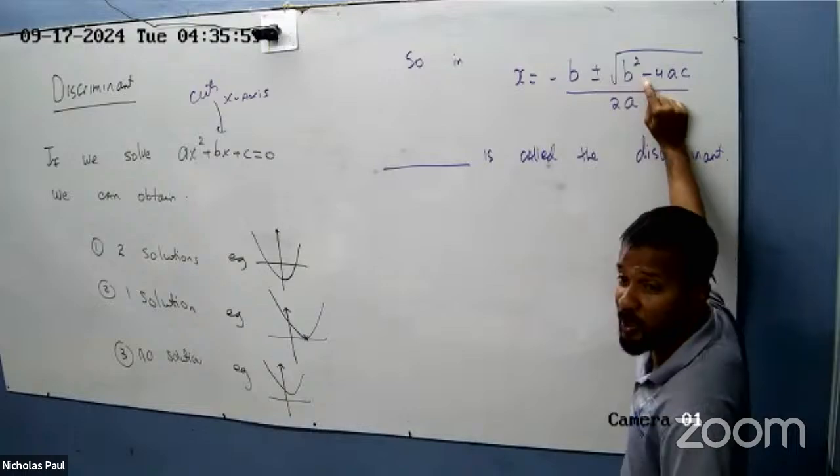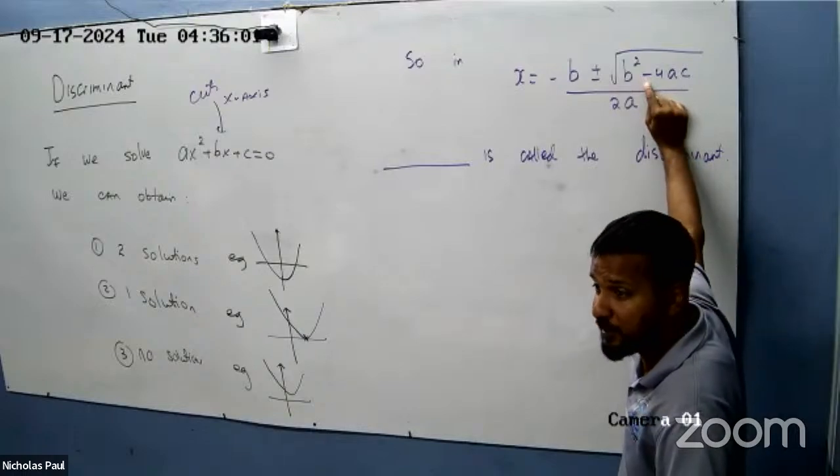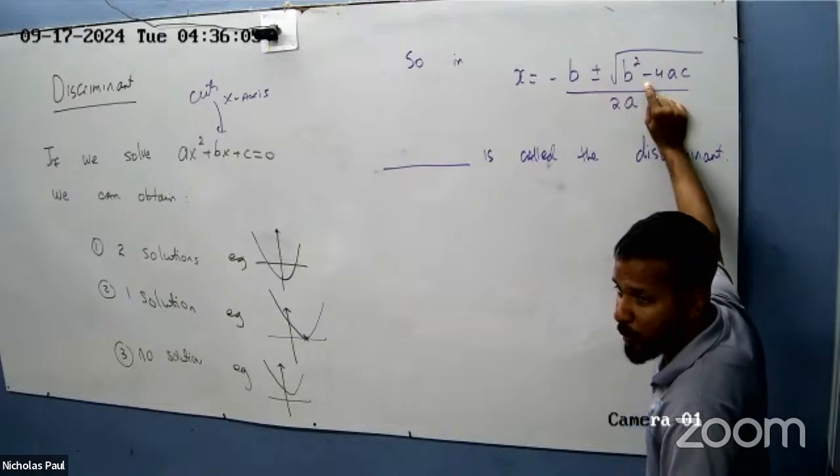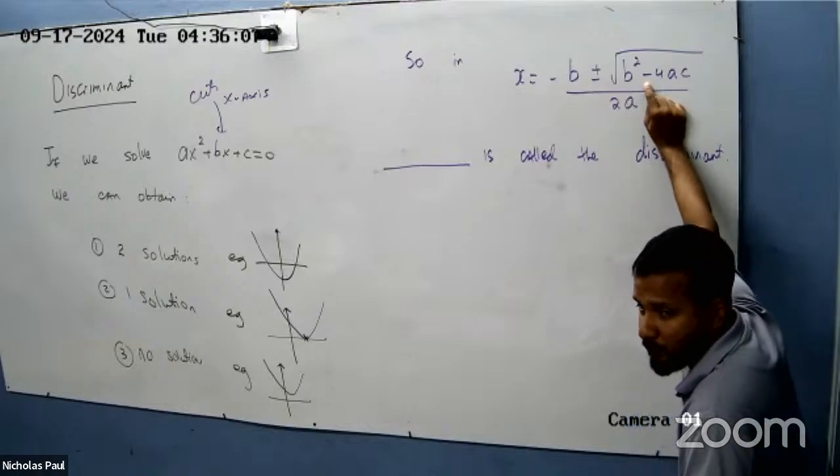Suppose this value was less than 0. Let's check in the calculator. Square root of minus 5. What would you get? Square root of minus 5.